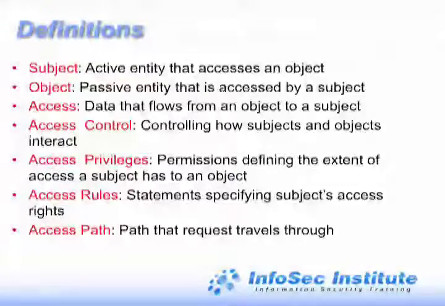Okay, again in this area, basically just something to memorize. A subject is the active entity that accesses an object, and an object is the passive entity that is accessed by a subject. Access is the flow of data from a subject to an object or vice versa. Access control is the list of trust versus untrust. Access privileges are basically permissions. Access rules are statements specifying the subject's access rights or privileges. And then access path. Again, memorize this. It's going to be the physical, the administrative, and the technical.